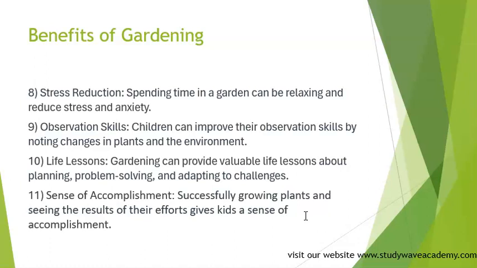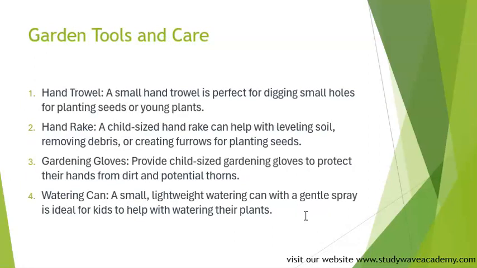Okay, we have some gardening tools, and how we will take care of our gardening tools. We have the hand trowel. A small hand trowel is perfect for digging small holes for planting seeds or young plants. It's what you use to dig a little hole to put your seed or your plants. Hand rake. A child-sized hand rake can help with leveling soil, removing debris, or creating areas for planting seeds.